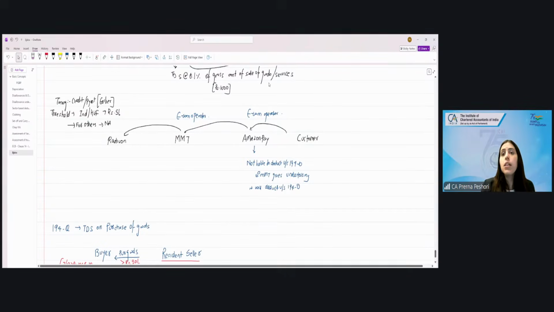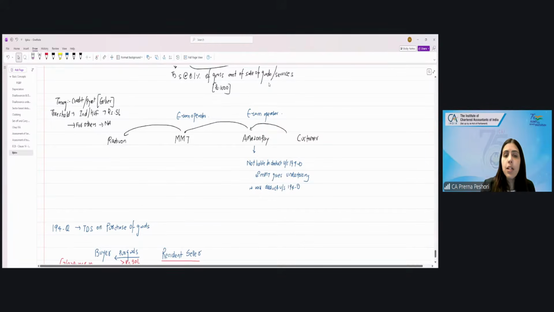Now, there may be multiple e-commerce operators. Let's say there are two e-commerce operators. How do we deduct the TDS in that case? For example, a hotel has registered on Make My Trip, and Make My Trip allows you to pay through Amazon Pay. So there are two e-commerce operators. Who is required to deduct the TDS, Amazon or Make My Trip?